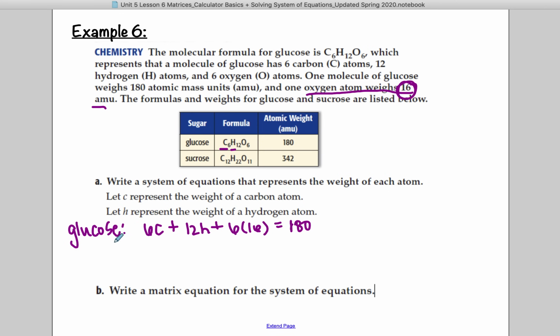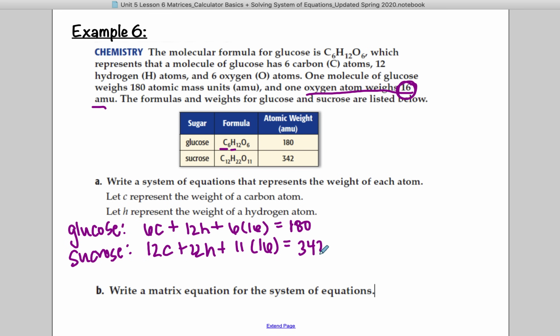Now we do the same thing with sucrose. I got 12 times my carbon, plus 22 times my hydrogen, plus 11 times the weight of oxygen, which is 16. And that will equal the total weight, which is 342.